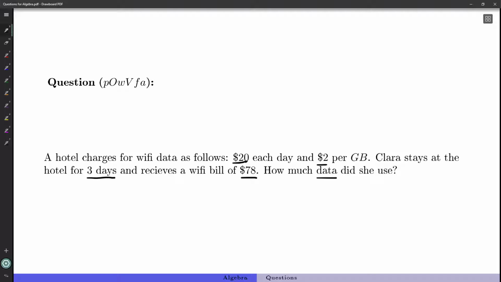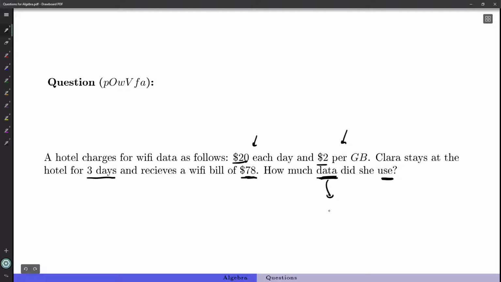Alright, so let's carefully understand the setup, the situation. That's always key to understanding a word problem. What is actually going on here? Okay, so she's got her bill. Now, what would this bill be made of? Well, there's the per day charge just for access, and then there's the per data that she used. And what we're asking is, well, how much data did she use?